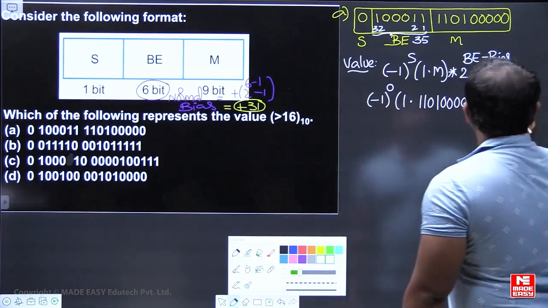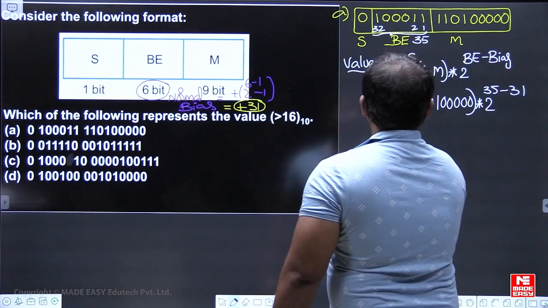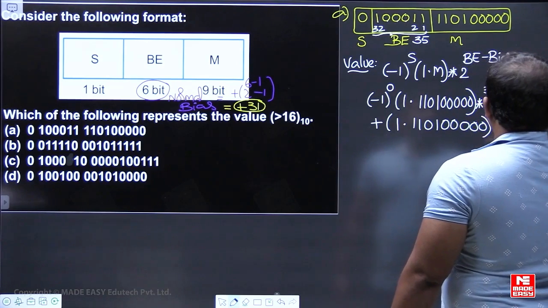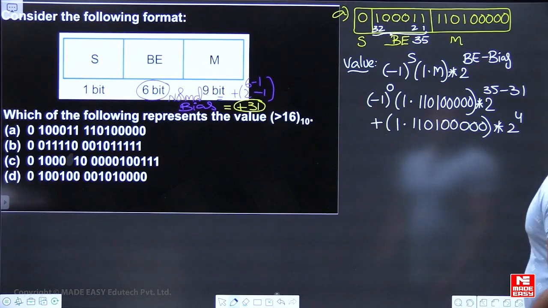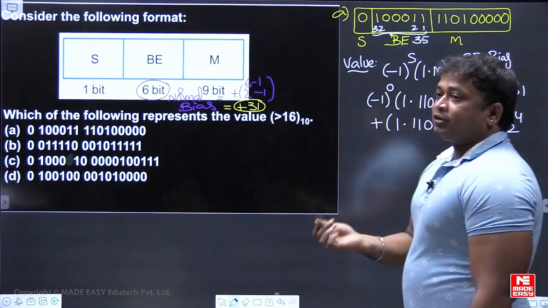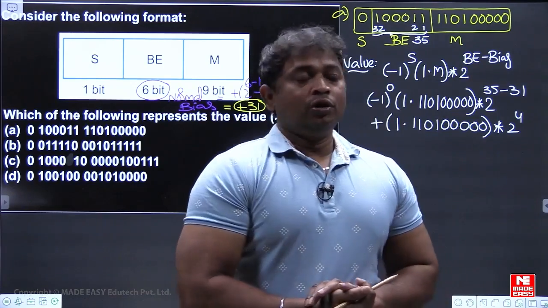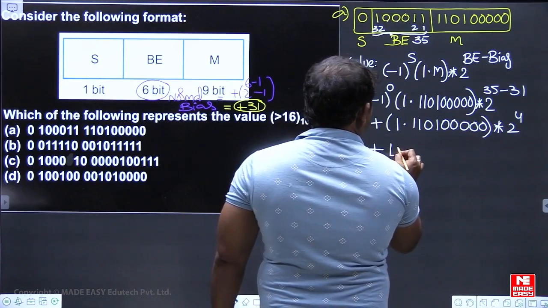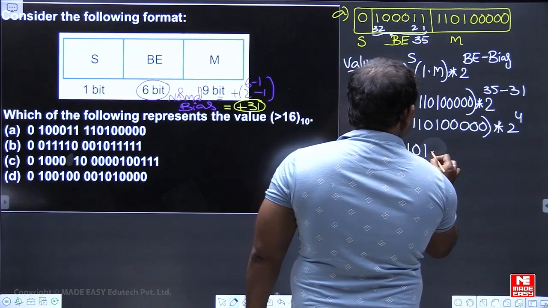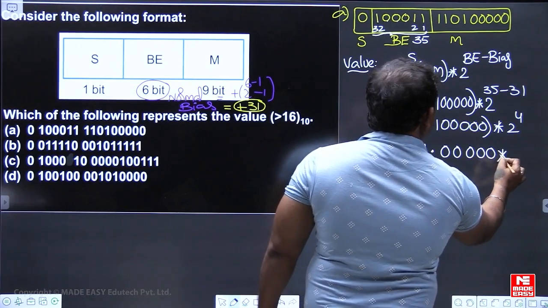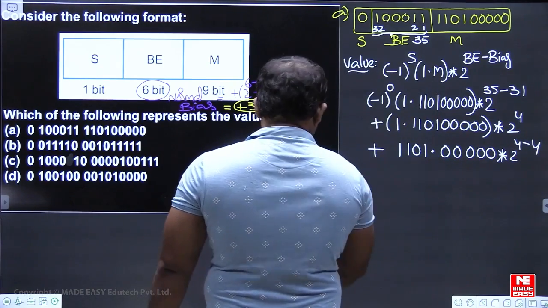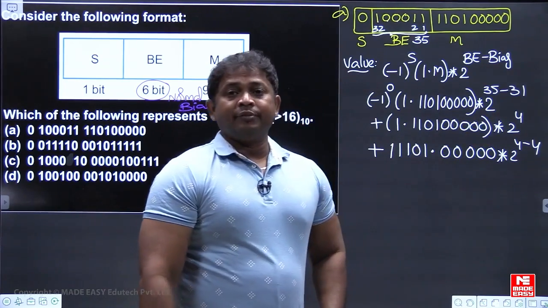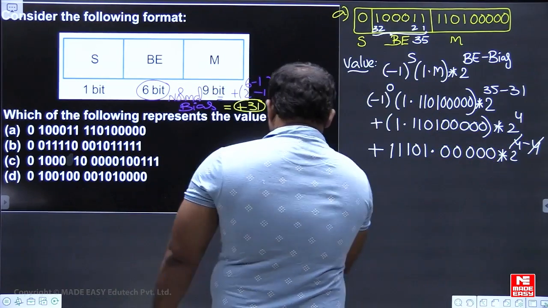Now take 35 minus 31. So this is plus 1.1101000000 into 2 to the power of plus 4. Now to report the decimal value, we are going to shift the data to the left direction 4 times. Then this exponent becomes 0. So plus 11101.00000 into 2 power 4 minus 4. You know, for every left shift, the exponent is decremented. When this data is shifted left 4 times, the exponent is decremented 4 times. Now the exponent becomes 0.